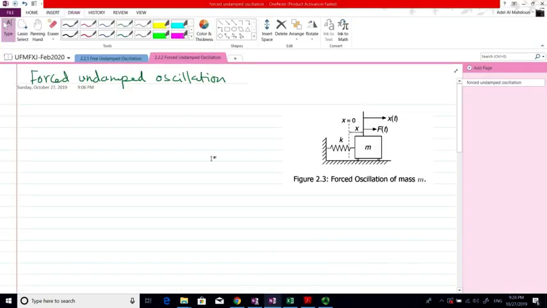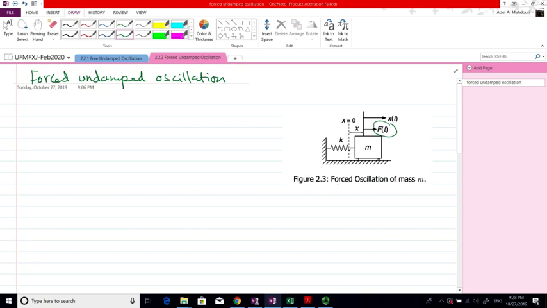Hello everyone, this is class 2.2.2 about forced undamped oscillation of vibrational dynamic series. So in this class we will discuss the forced undamped oscillation. Compared to the previous class, which was about free undamped oscillation, in this system, which is a spring mass system, we apply a force at a frequency over time.